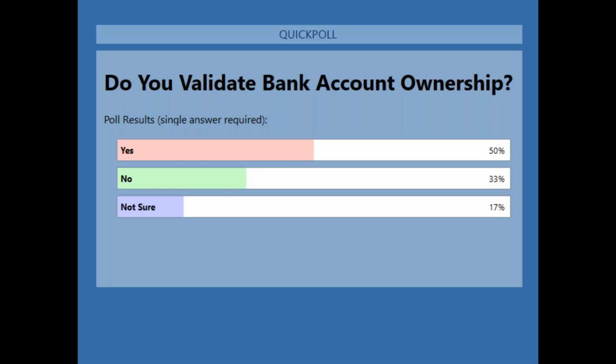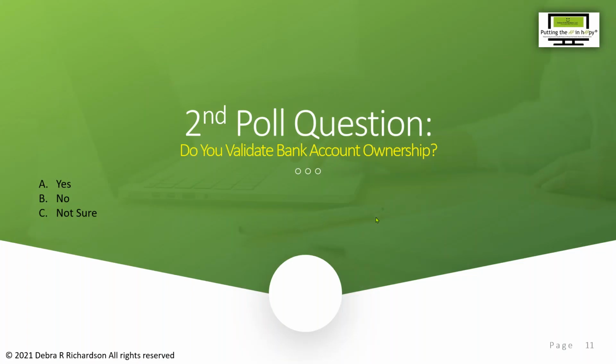Okay, so it looks like, wow, we have 50% are validating bank account ownership. That's actually really great. It's higher than I ever thought that was going to be. So that's good. And then 33% are no, and then 17% are not sure. Okay, so I do have best practice when it comes to banking. I don't know if it's the next one, but it's great to know what the folks on the call are doing. So I'm going to go ahead and hide this, and we're going to get back to our presentation.